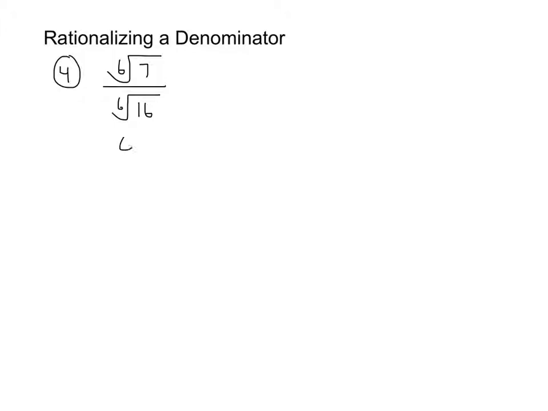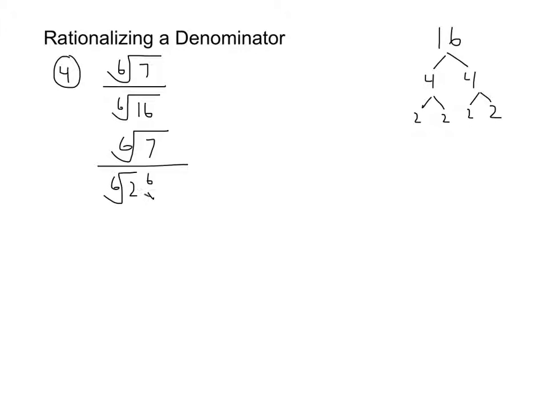So first, let's rewrite this. This is the 6th root of 7 over the 6th root of 16. And if you want, you might want to do this off to the side. 16 we know is 4 times 4, and I could again factor this as 2 times 2. So let's rewrite this as the 6th root of 2 times the 6th root of 2 times the 6th root of 2 times the 6th root of 2. I've got 4 factors of 2 here on the bottom.